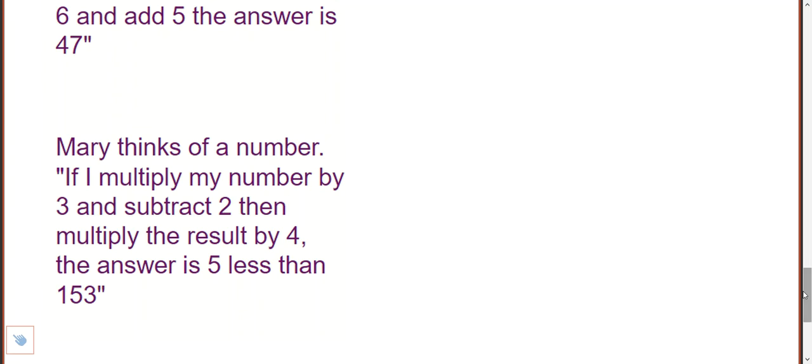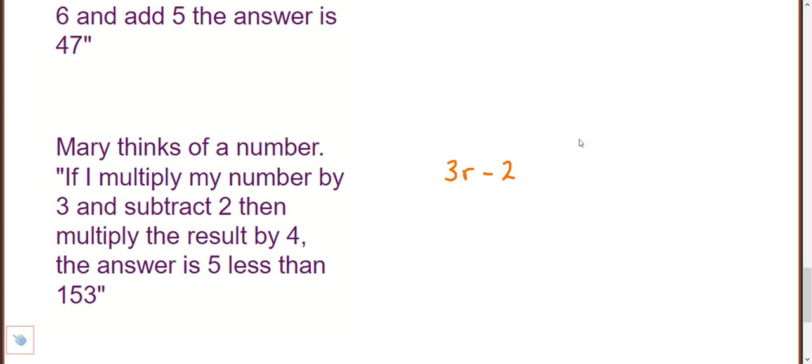Now this is a trickier one. Wait, so would you do like 3r? Do you want r? Sure. Alright, r, so we do 3r, take away 2, and then multiply. Would it be 4r times 4r? Well, we have to multiply all of that result by 4. How do we do that?